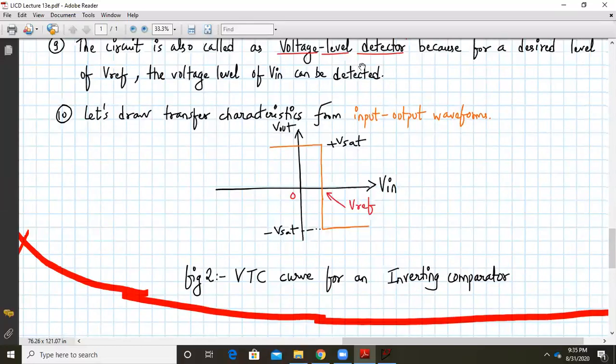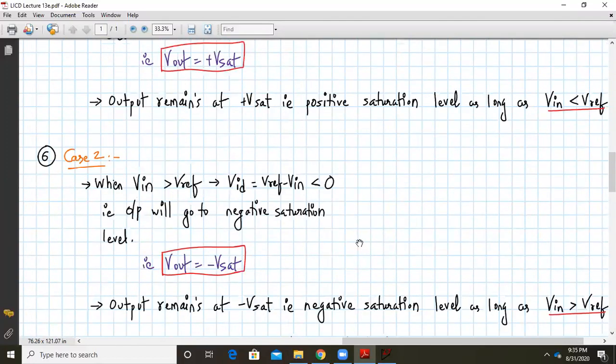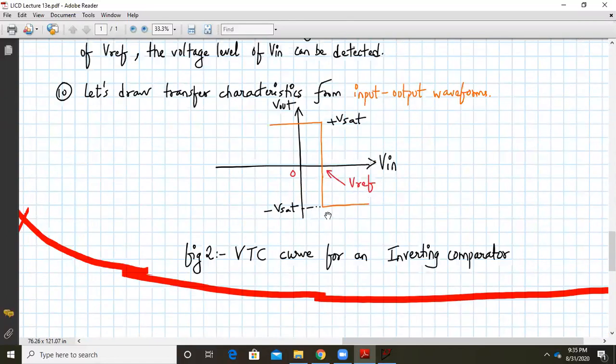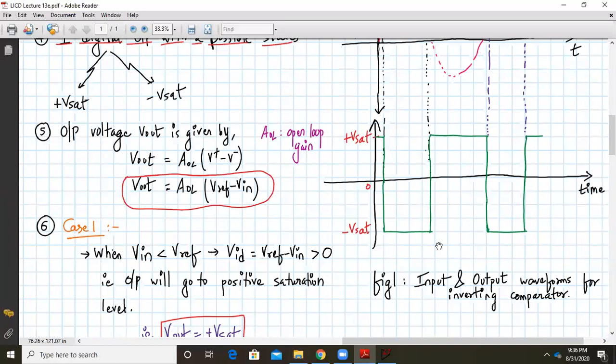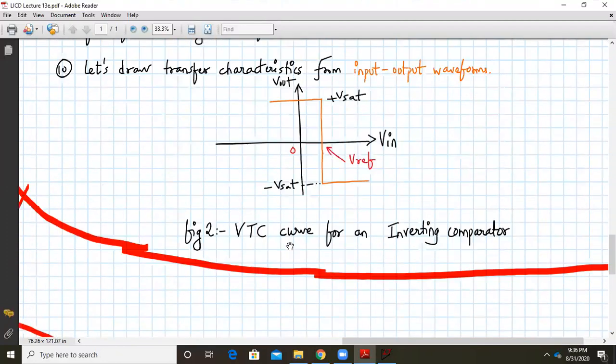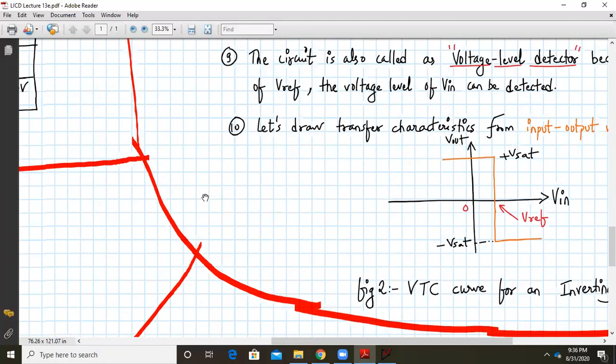Now let's put in the equation. Whenever V in is greater than V reference, my output is at negative saturation. And whenever V in is less than V reference, my output is at positive saturation, which is very evident from this waveform. One more thing to note here is that these waveforms have been drawn as straight lines. In reality, they are not. They are slightly tilted, with a slope in between. That's what we have to offer for the inverting comparator.